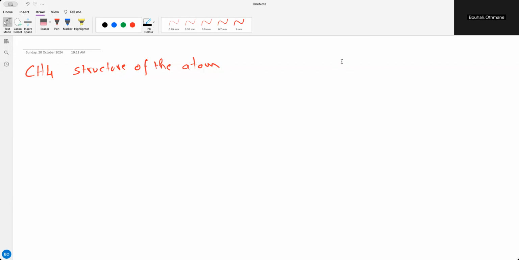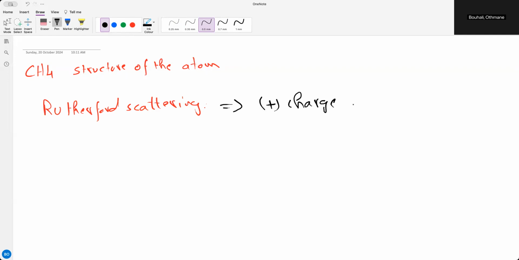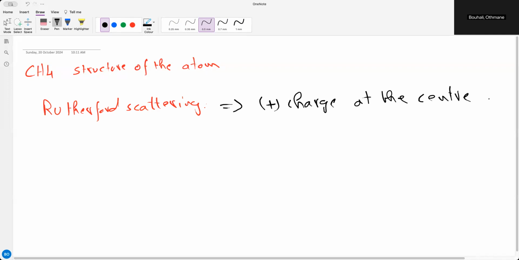If you remember last time, we talked about Rutherford scattering. And Rutherford scattering has proven that the atom has a positive charge concentrated in the center of the atom. Okay, so this means that there is a positive charge at the center of the atom.